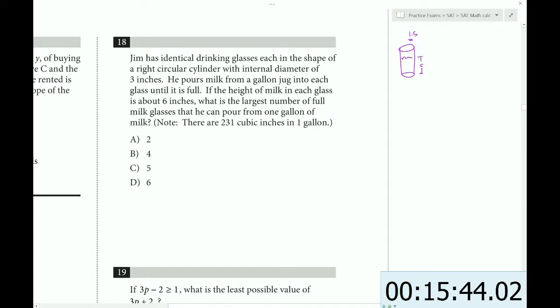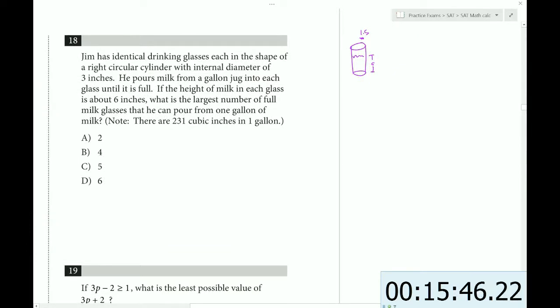What is the largest number of milk glasses? Okay, so it's about volume, all right? So this is the volume of the milk in the glass. We can get this formula from the front of your section: pi r squared h for a cylinder, right? We would just need to plug in the radius, which is 1.5 squared times the height, which is 6.